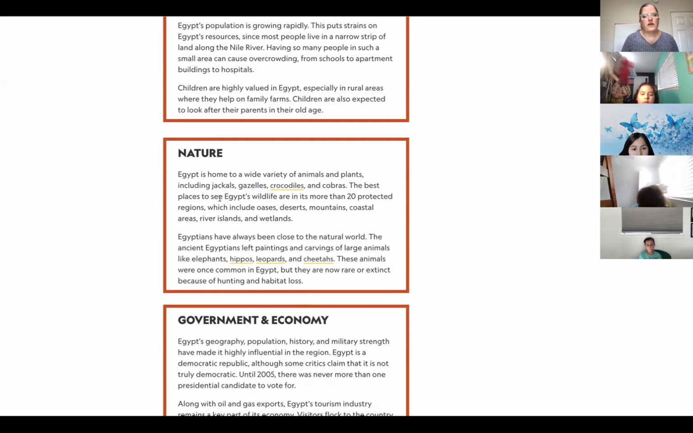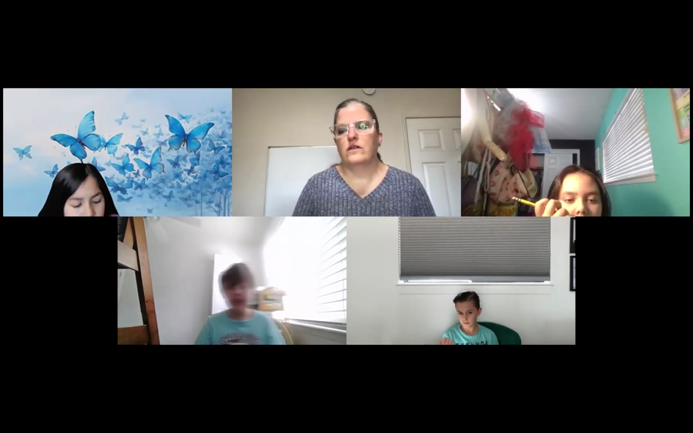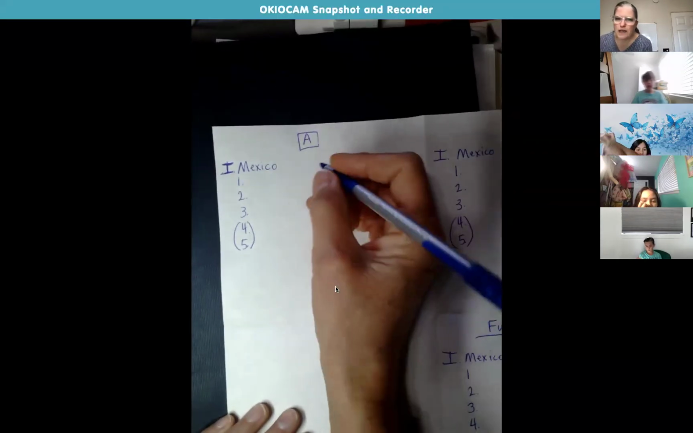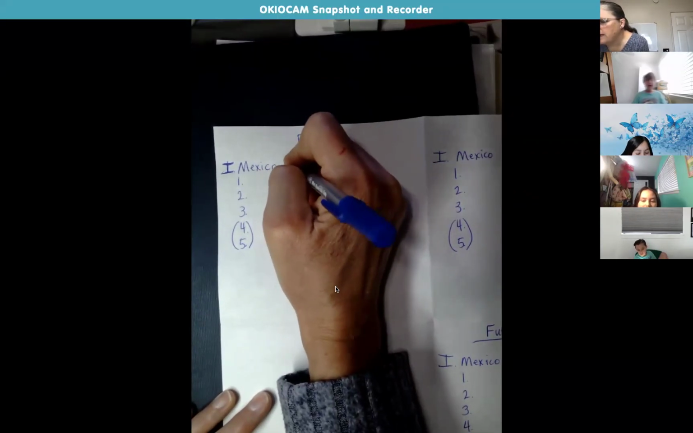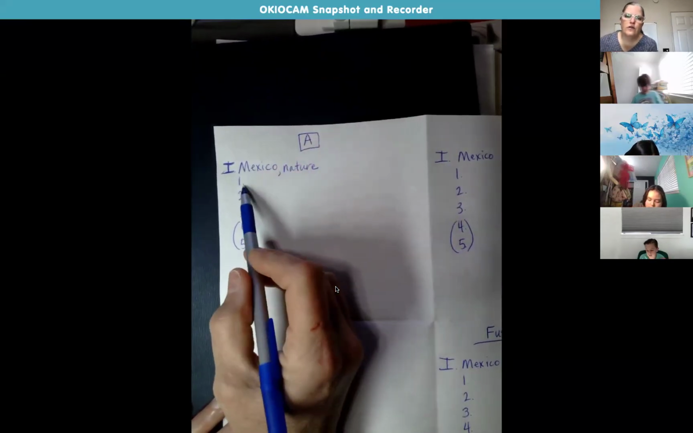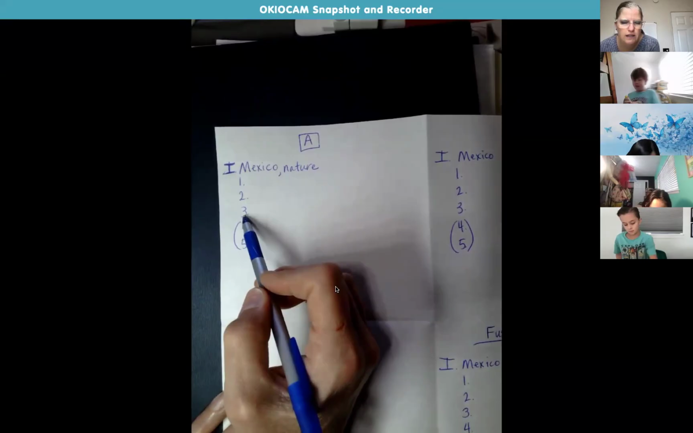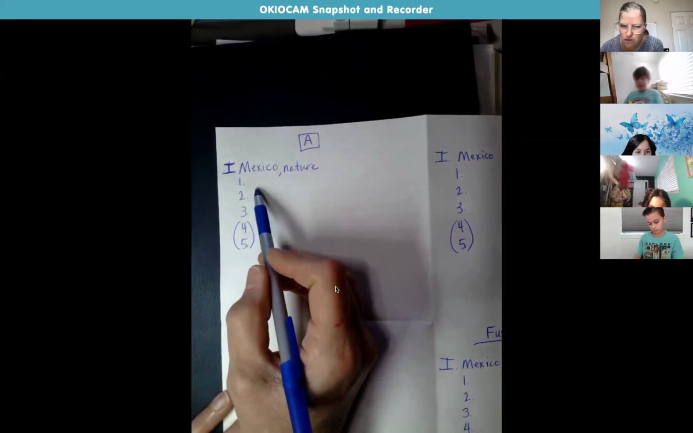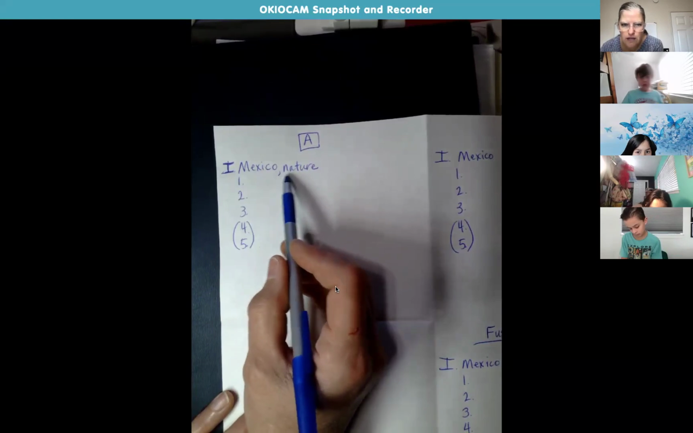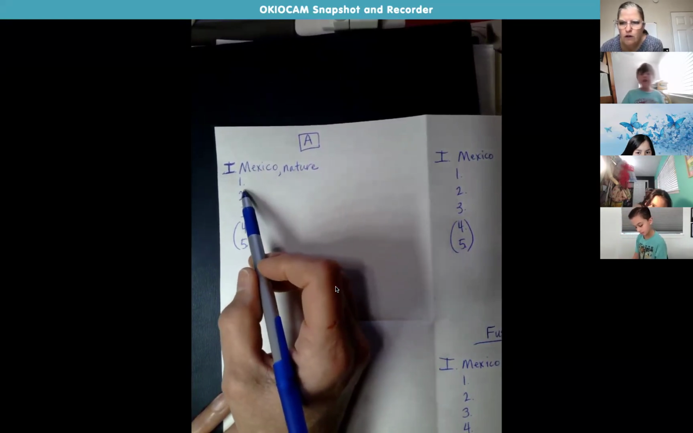So looking at these paragraphs, like for this one, it's really short. You're going to find 3 facts in here that you want to put on Article A on your outline. The facts of each sentence. So if you're doing Mexico, you would write Mexico, comma, nature, and then you have 1, 2, and 3. I want you to look at the website you're on right now. Read those paragraphs under nature.